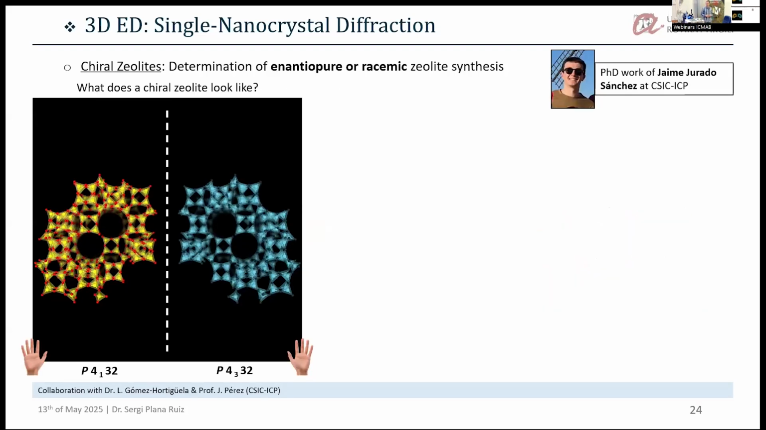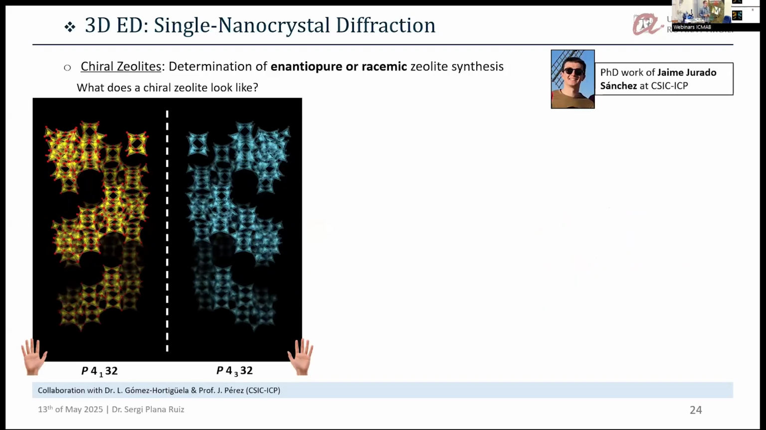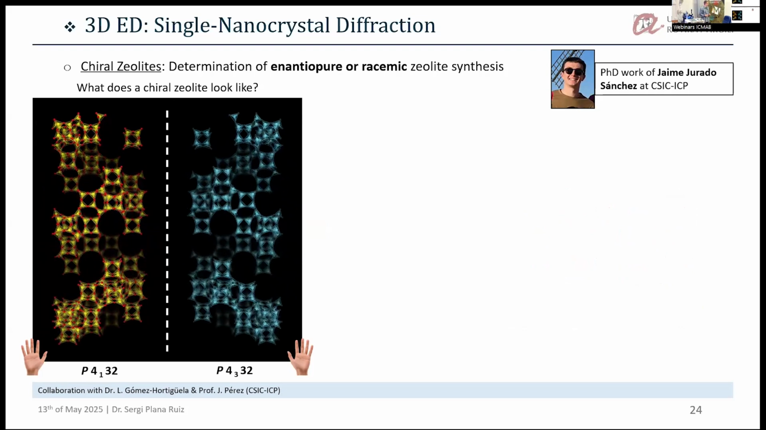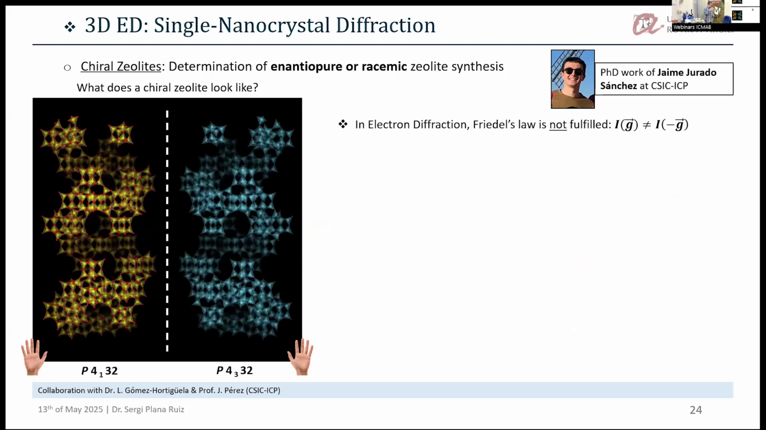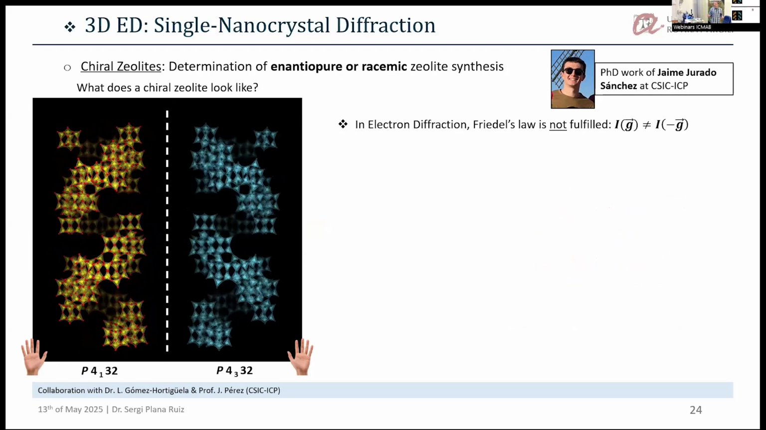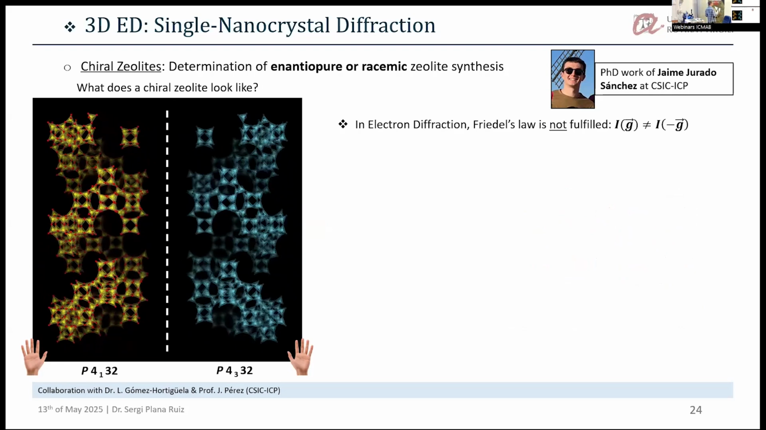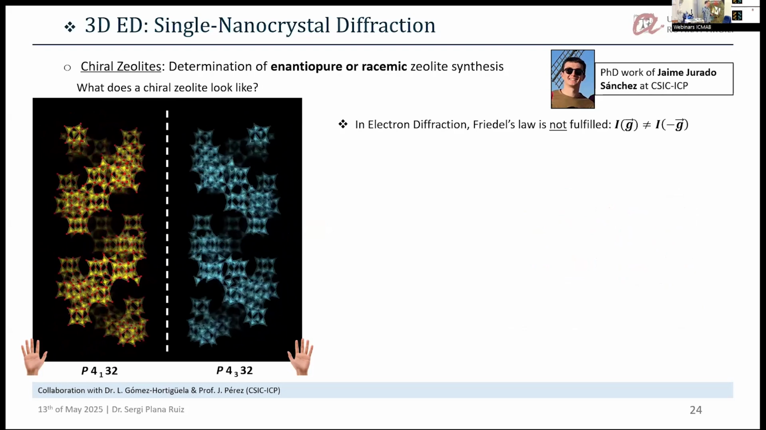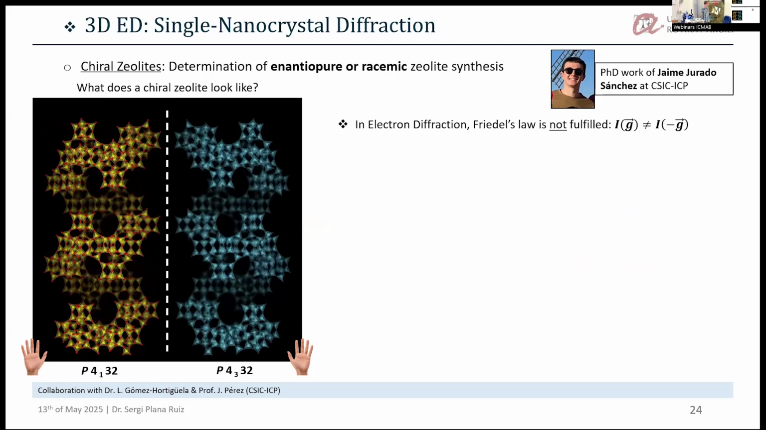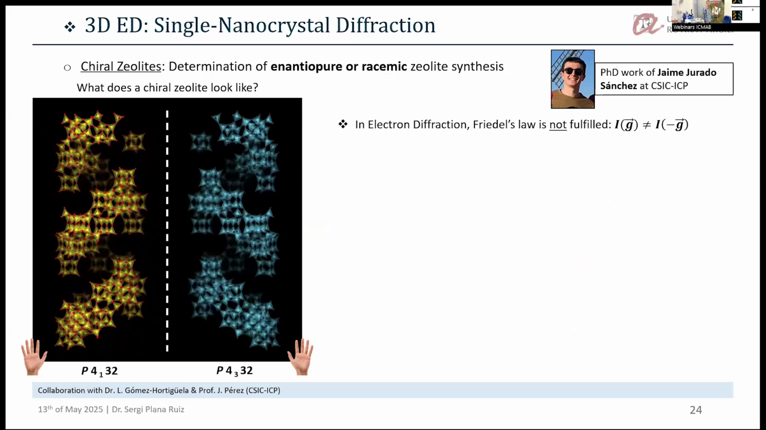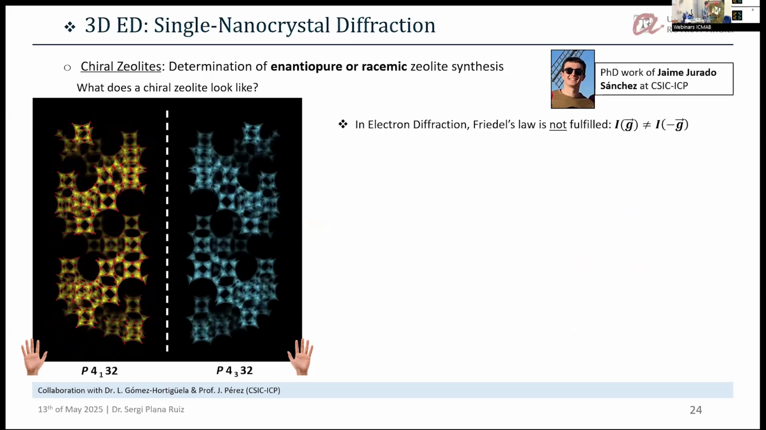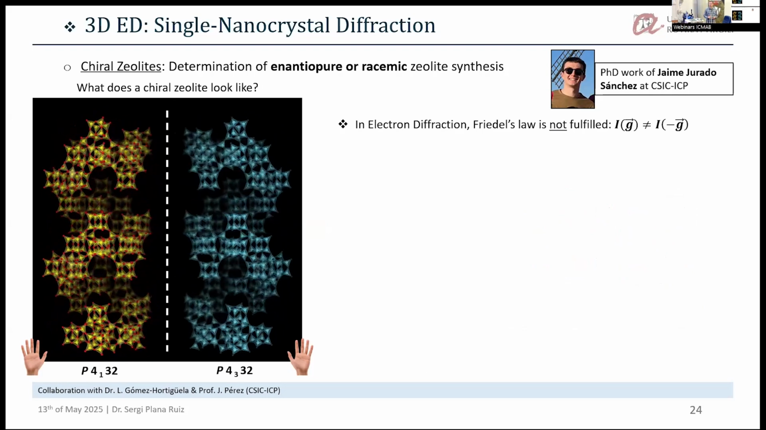Okay, another cool thing that you can do with 3D ED is determination of chirality. Because of multiple scattering events, of course, Friedel's law is not fulfilled. So the intensity for a reflection of G, of a reciprocal vector, will not be the same as minus G. And this allows us, by using the dynamical refinement, to determine chirality.